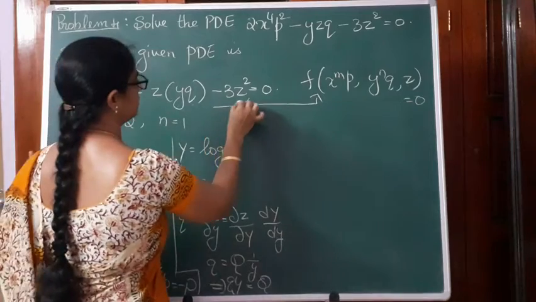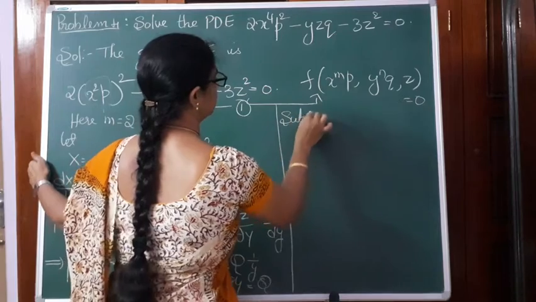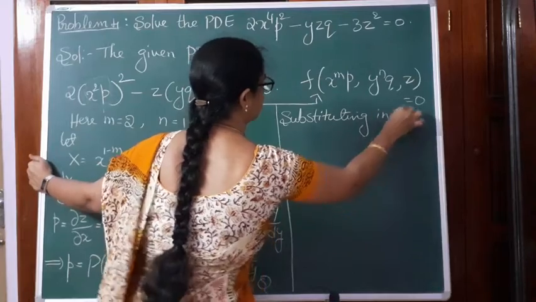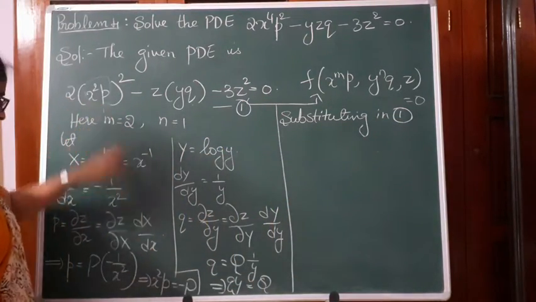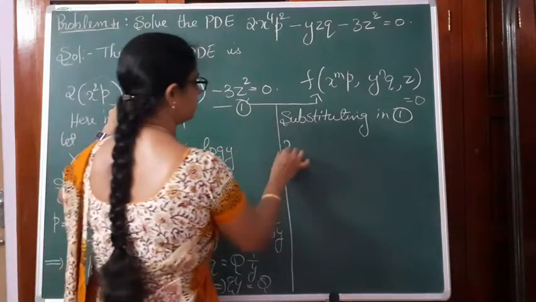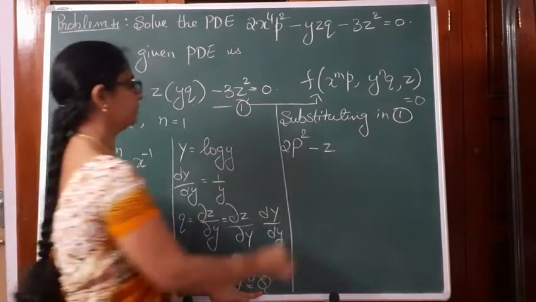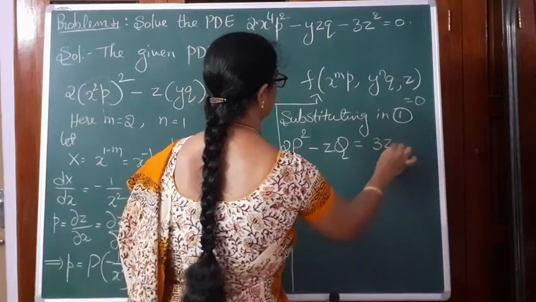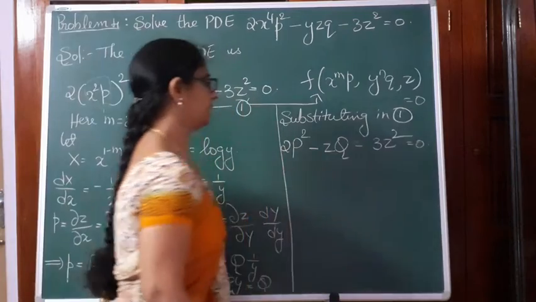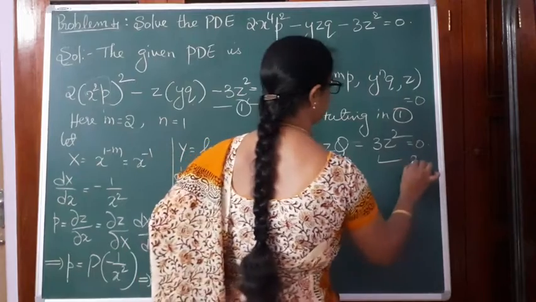So now we substitute this in equation 1. What is equation 1? 2 into x square p. x square p is minus capital P, and minus capital P whole square is P square. So it is 2P square minus z into yq. yq is capital Q. Minus 3z square is equal to 0. Now this is in standard form. Let us call this equation 2.